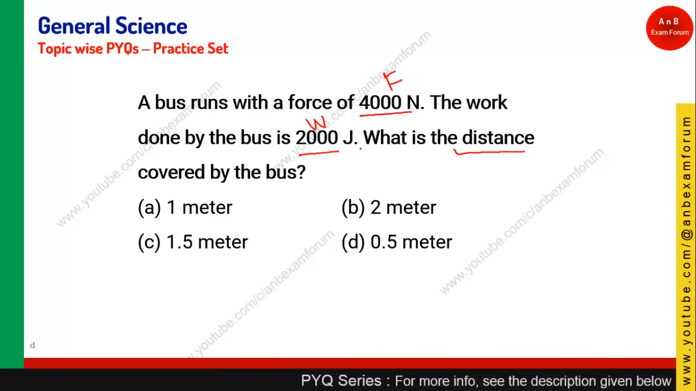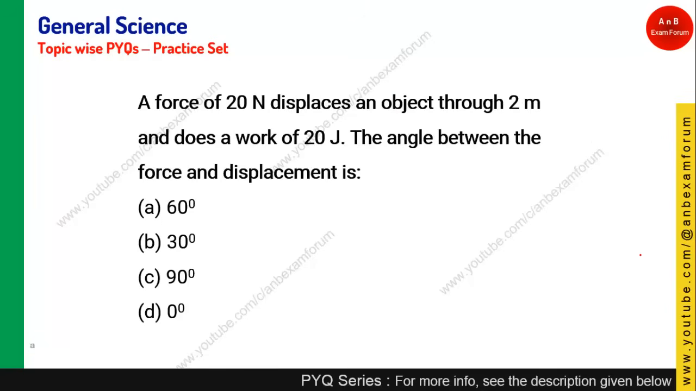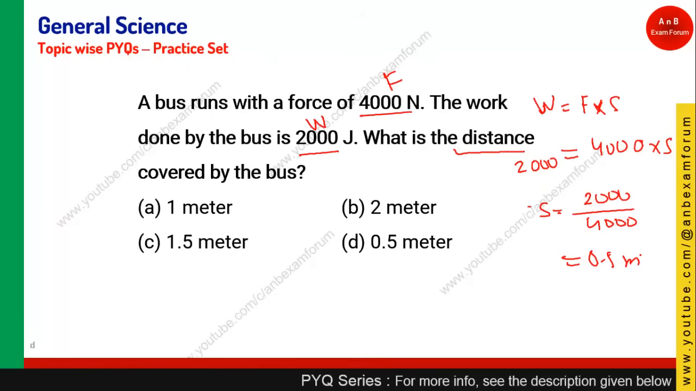Since displacement and the direction of force are in the same direction, theta is 0, so work done will be F into S, because cos 0 is 1. F is 4000, you need to calculate the displacement, and work done is 2000. So distance will become 2000 divided by 4000. It will become 0.5 meter. So option D is the right answer.